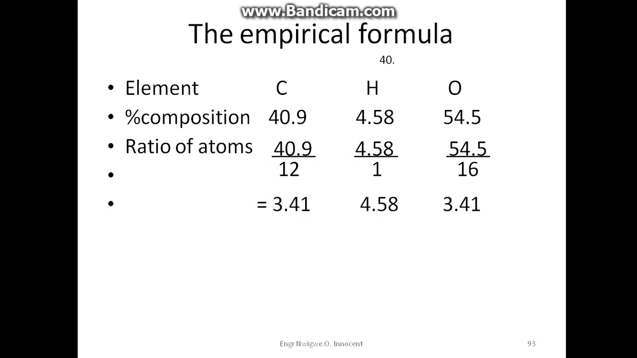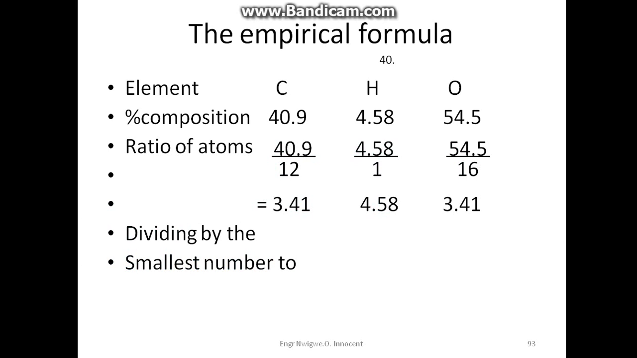Their answer will now become 3.41 for carbon, 4.58 for hydrogen, and 3.41 for oxygen. Dividing by the smallest, we have for carbon 1, for hydrogen 1.33, and for oxygen 1.